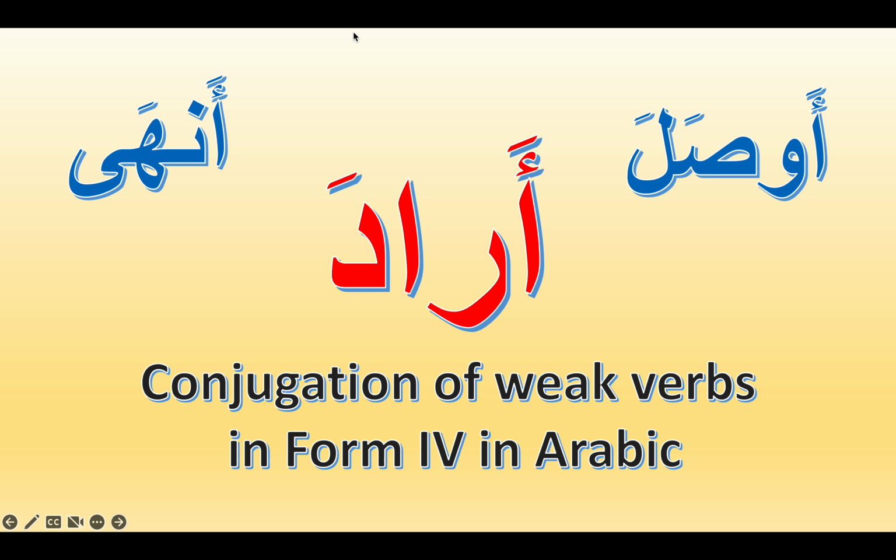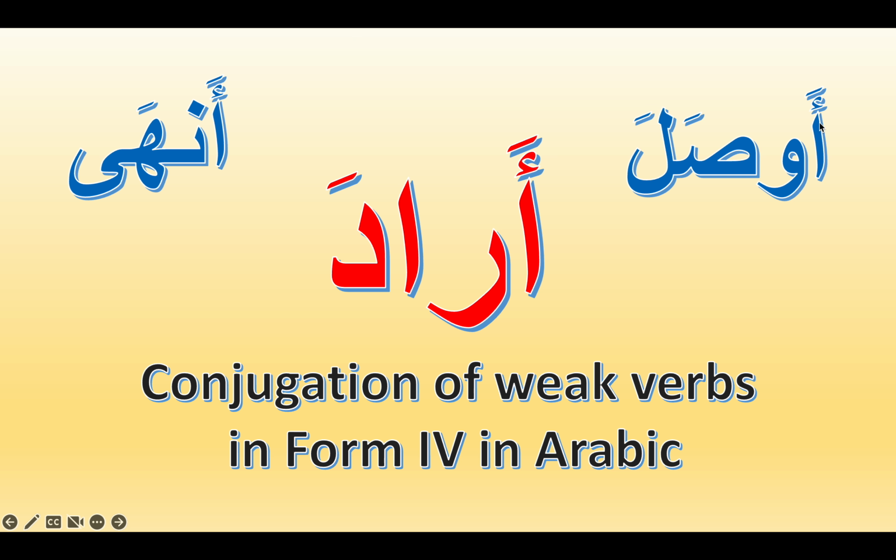So, we have seen in form 1 how weak verbs function or conjugate. However, we need to learn how to conjugate weak verbs in other forms, such as form 4, form 8, and form 10. Now, in today's lesson, we are going to learn how to conjugate verbs in form 4, where a weak letter is the first root letter.